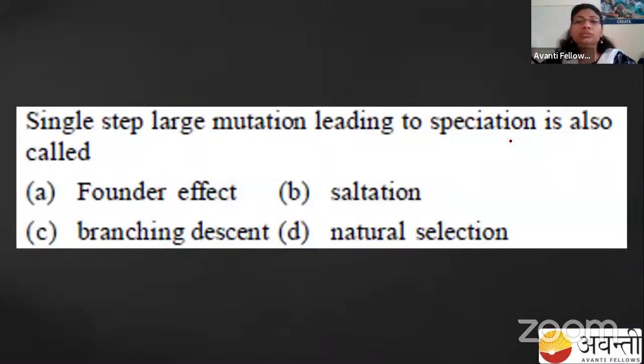So your question for today is, a single step large mutation leading to speciation, formation of an evolved species or a different origin of a new species is called, you can give your answer through this poll. What is the single step large mutation leading to speciation called? If you are unable to give your answer in the poll, please give your answer fast. Only 20% of you have given answer. The rest, give your answer fast. Okay. The 10 seconds left.